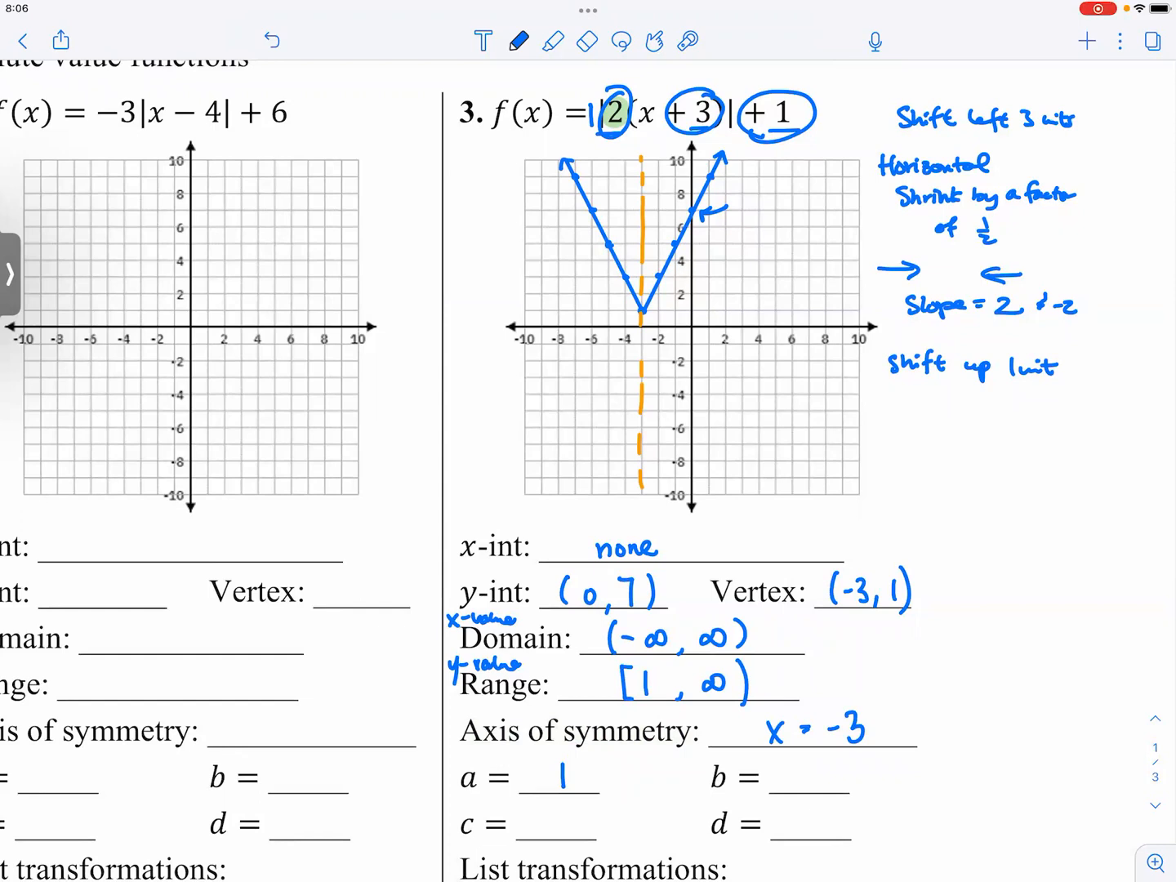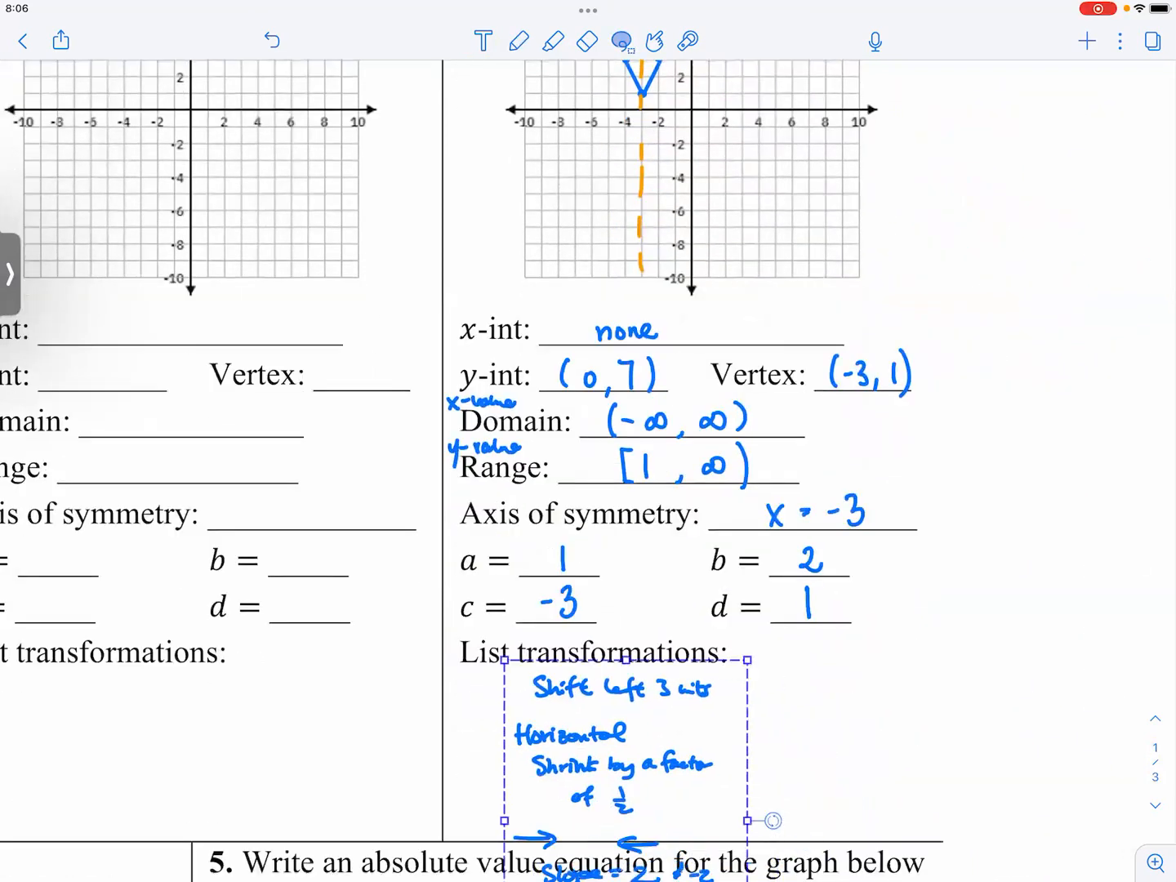Okay. What's the B value? 2. Some people put in 1/2 because they are thinking about interpreting the B value. So then somehow they put 1/2, but it's not 1/2. It's just 2. C is not 3, but -3. And D is 1. So that tends to be good for most people.